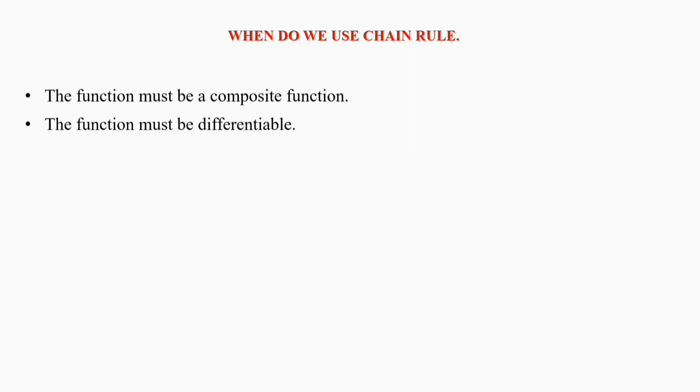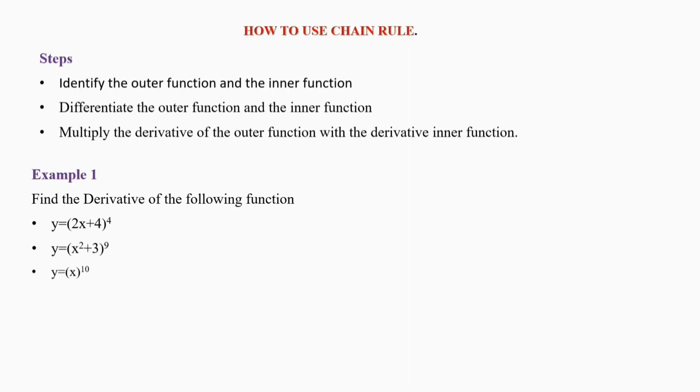Now, the question is, how do we use the chain rule of differential calculus? Since chain rule is employed when we are told to differentiate a composite function, the first step is to identify the outer function and the inner function. The second step, we differentiate the outer function and the inner function. Then the third step is to multiply the derivative of the outer function with the derivative of the inner function. We have some examples here.